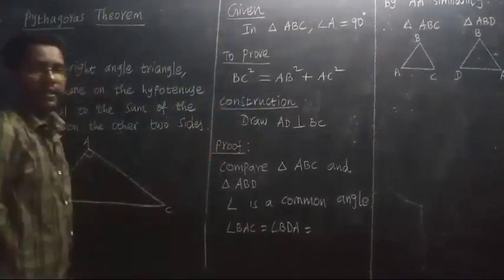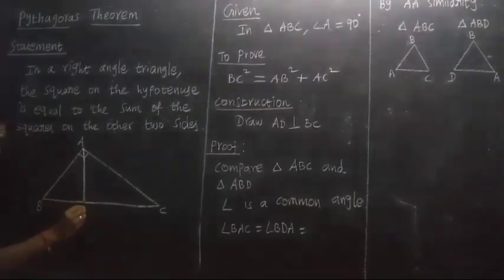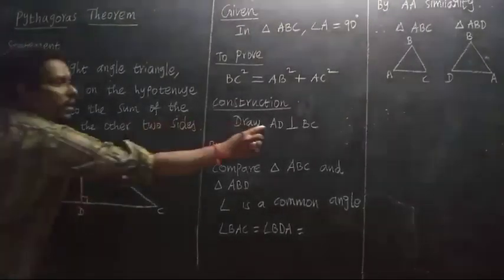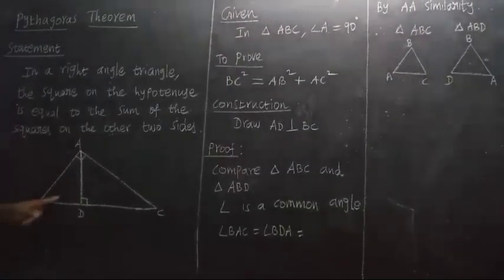Next, construction. Draw AD, with the point D, perpendicular to BC. Draw AD perpendicular to BC. Okay. Next, prove.